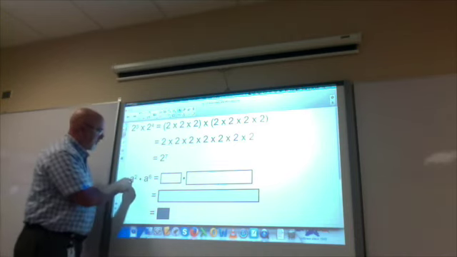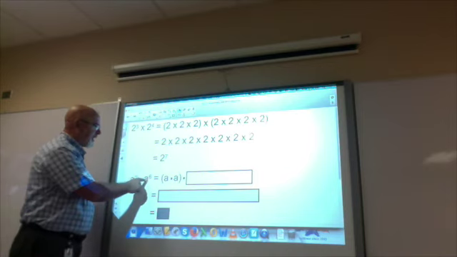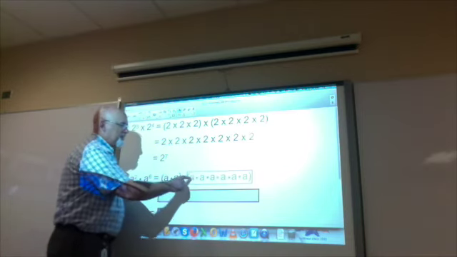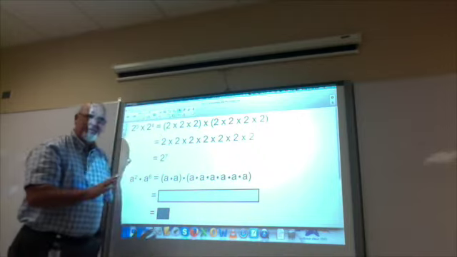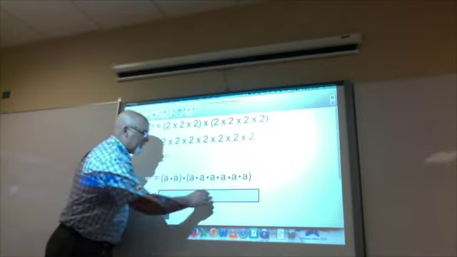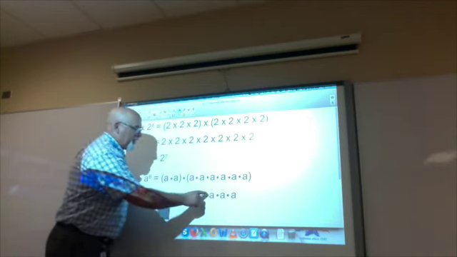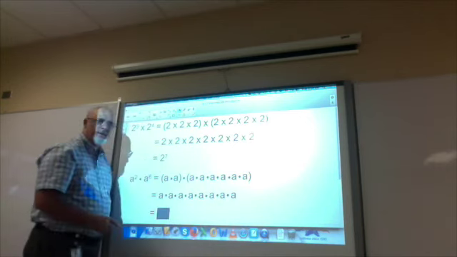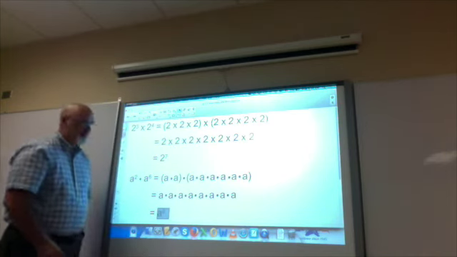Let's look at this one. We've got a squared, which is a times a. We've got a to the 6th, which is a times a times a times a times a times a, 6 times. So if we put all those together, we get 1, 2, 3, 4, 5, 6, 7, 8 a's multiplied by themselves. So that gives us a to the 8th.